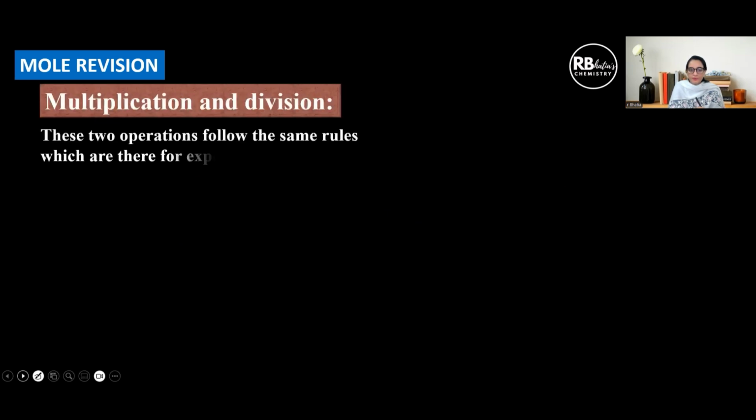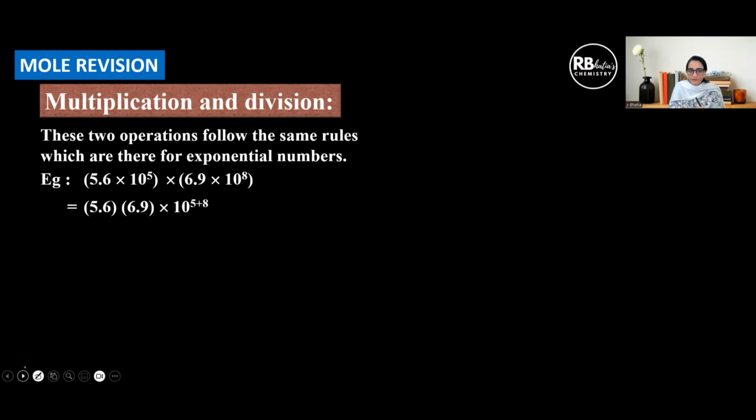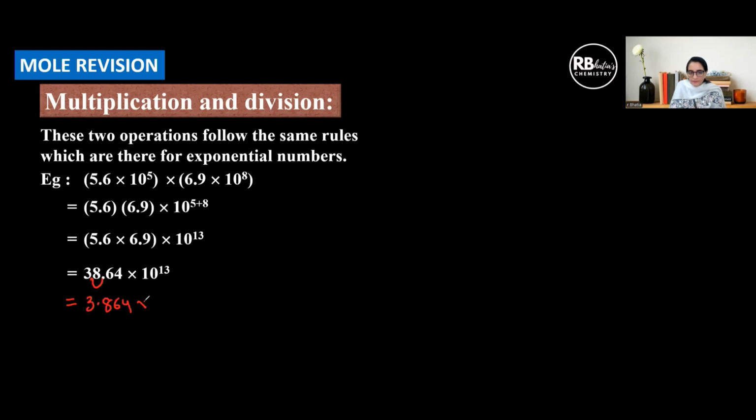Okay, now multiplication and division. This is very simple. Simply multiply the numbers 5.6 and 6.9 and add the powers. Right? And supposing I ask you to express your answer in scientific notation, you will move this decimal one place to the left, which means you'll have one positive power. 10 to the power 13 is already there. So the scientific notation expression is going to be 3.864 into 10 to the power 14. So I hope this is clear.